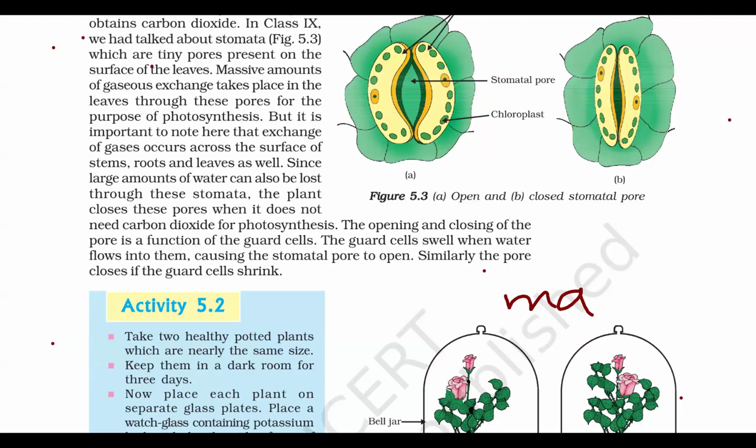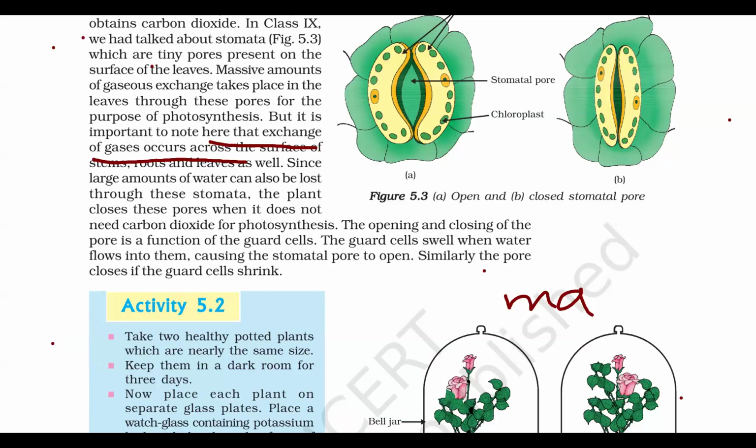Okay. Apart from that, exchange of gases, write down, exchange of gases also occurs across the surface of stems, roots, and leaves with the help of stomata. Okay. Exchange of gases across the surface of stems, roots, and leaves with the help of stomata. Clear?